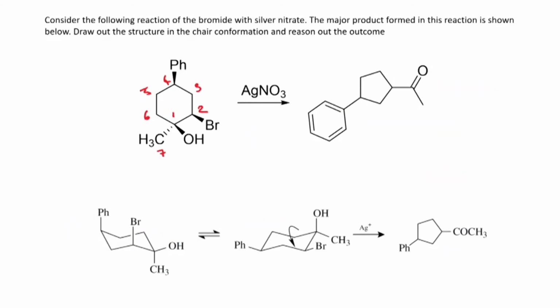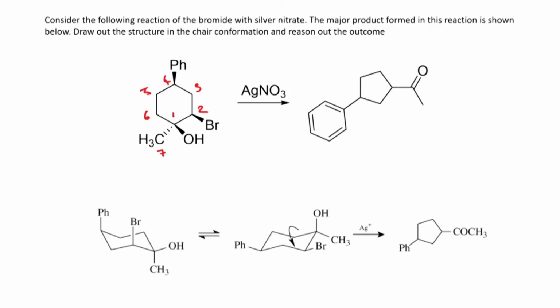This involves the rearrangement, which we have looked at when we were discussing the stereochemistry of rearrangement reactions. What we are going to see here is that when we start with a compound such as this and react it with AgNO3, the product that you get is the ketone.